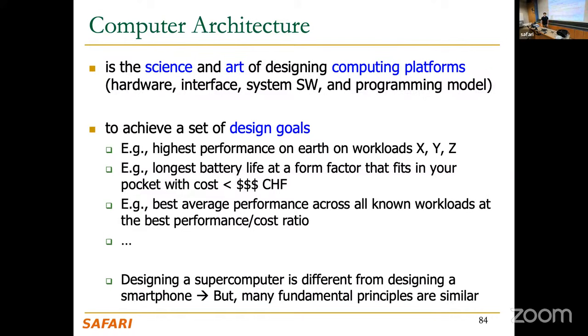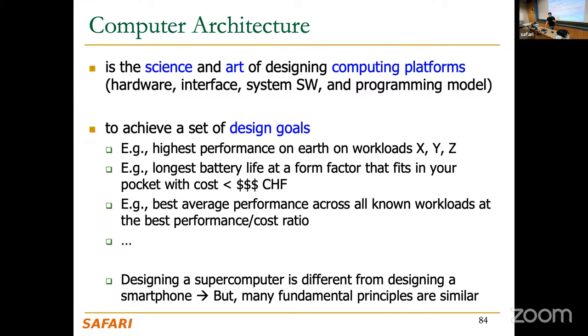If you think about the different platforms, different compute systems, there are many differences between them. For example, a supercomputer is completely different from a smartphone, starting from their size and their power consumption, right? But still many fundamental principles are similar. Why is that? Because if you want to save energy, what you should try to do is to move data the least that you can, right? Because moving data is very expensive and consumes a lot of energy.